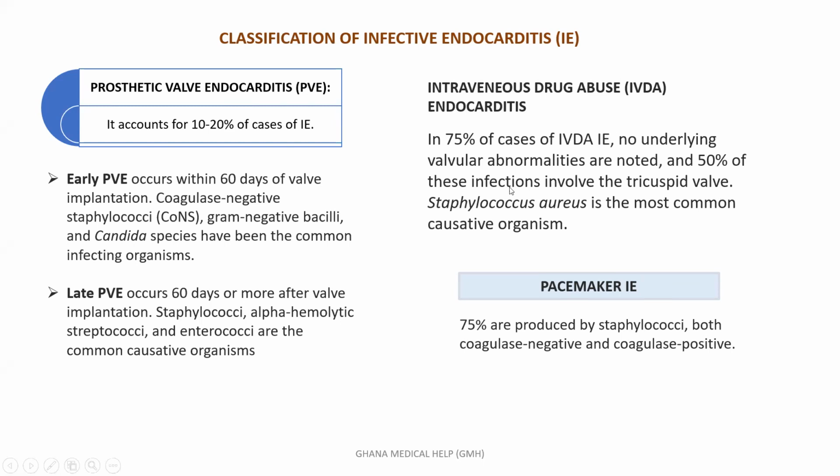And then 50% of this kind of infection also involves the tricuspid valve. We have pacemaker infective endocarditis, which also has 75% being produced by staphylococci, both coagulase negative and coagulase positive.